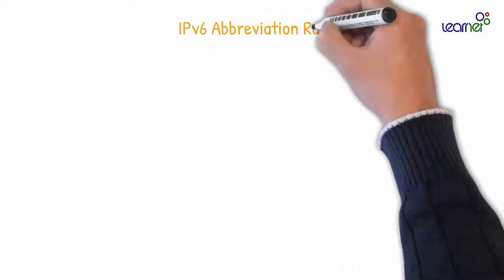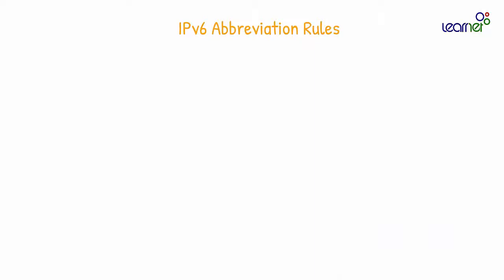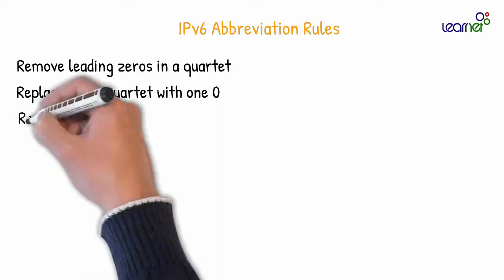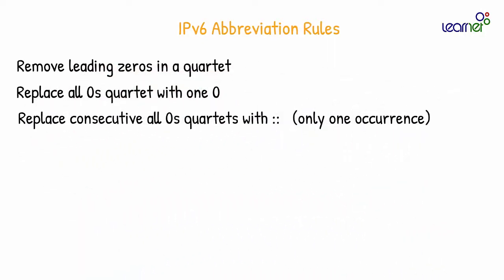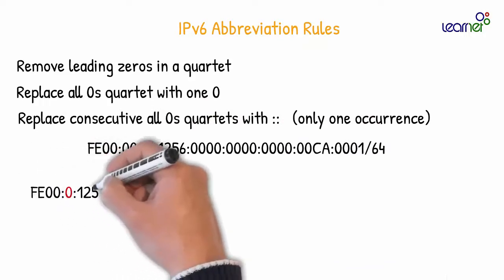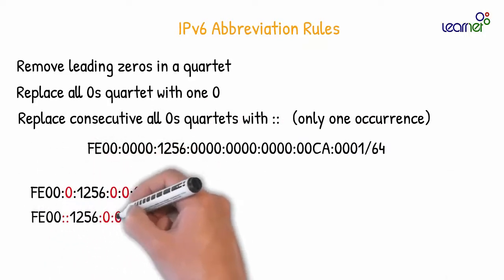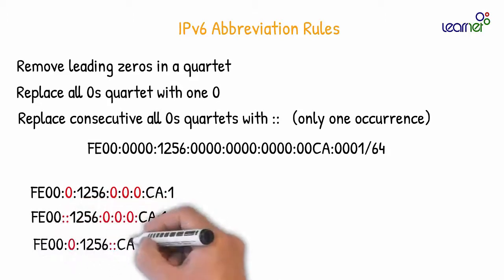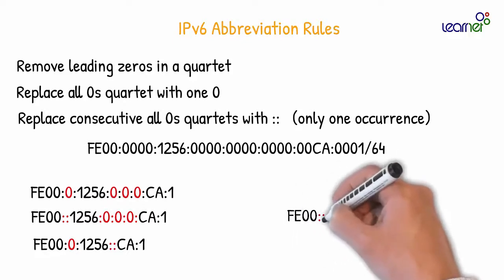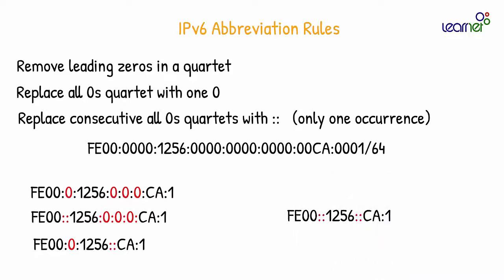There are some abbreviation rules that we can use to write down an IP version 6 address a bit shorter. First, you can remove leading zeros in a quartet. Second, you can replace an all-zeros quartet with one zero only. And the third one is you can replace consecutive all-zeros quartets with a double colon, but you can do it only for one occurrence. So for example, for this IP address, you can abbreviate it like these three. All of them are correct, but definitely the last one is the shortest one. But you cannot write it down like the last one because it is not possible.